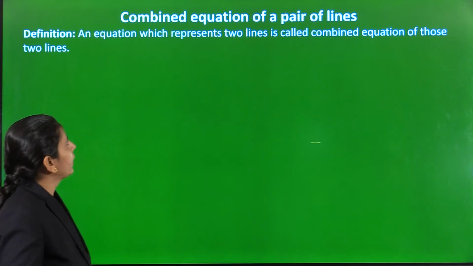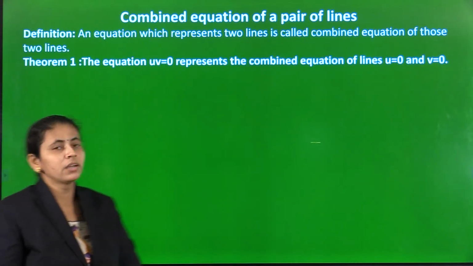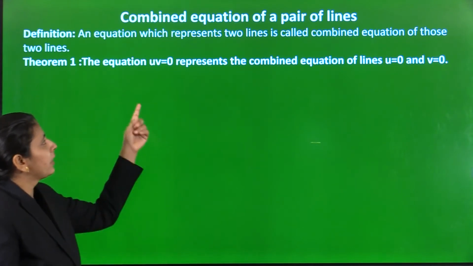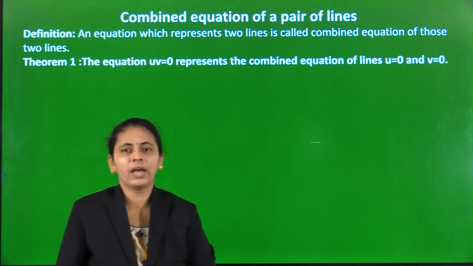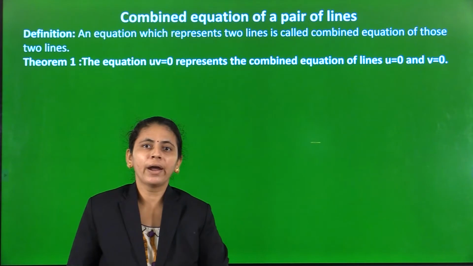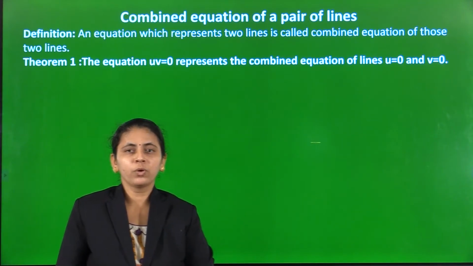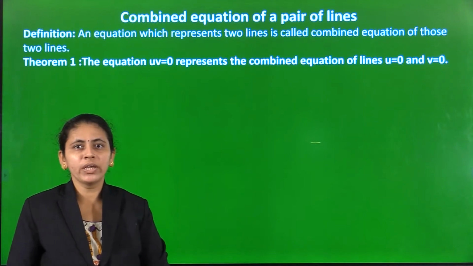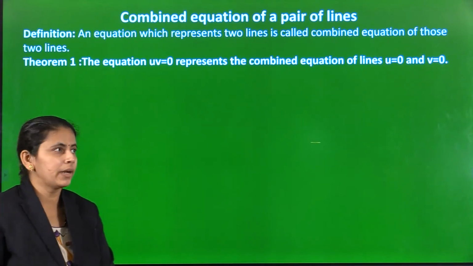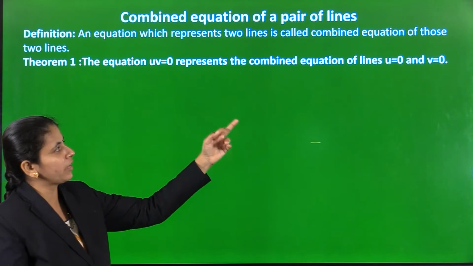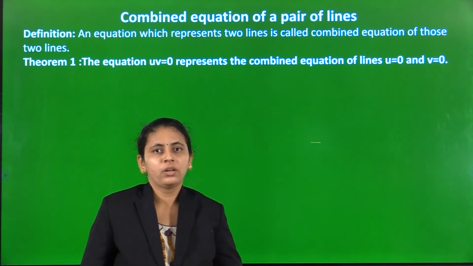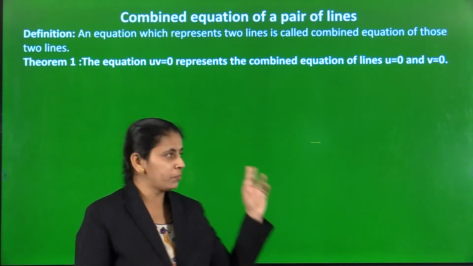Then we see the theorem. The equation uv equal to 0 represents the combined equation of lines u equal to 0 and v equal to 0. This is the first theorem of our topic. The equation uv equal to 0 represents the combined equation of lines u equal to 0 and v equal to 0. Now we see the proof of this theorem.